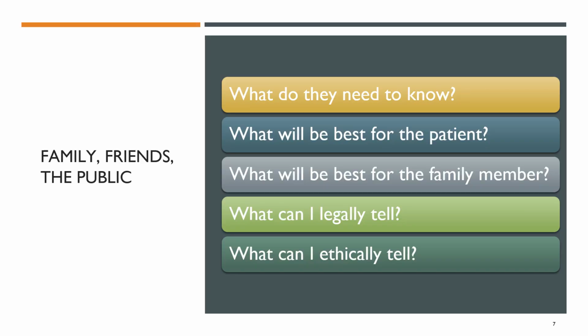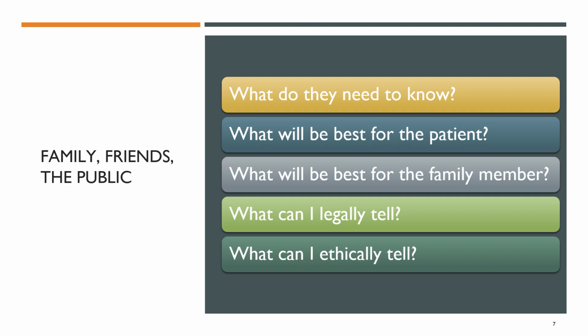Let's not forget communicating with family, friends, and the public. When it comes to communicating about a patient's condition, family, friends, and even the broader public often want information, but sharing that information is not simple. It involves balancing needs, rights, and responsibilities. There are five key questions clinicians must ask. What do they need to know?